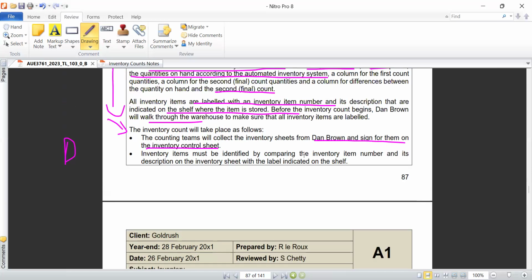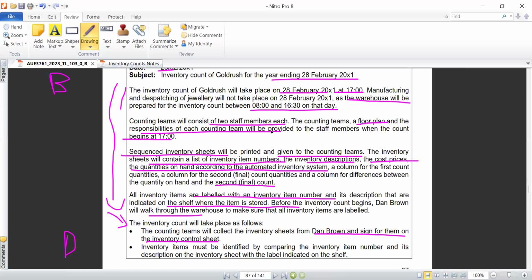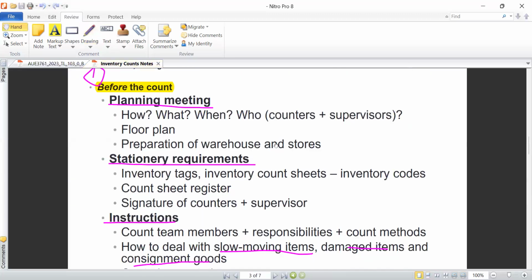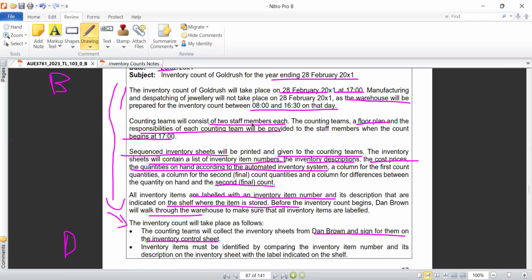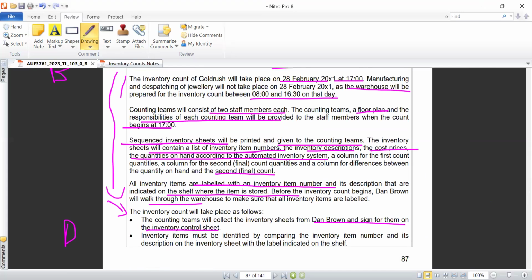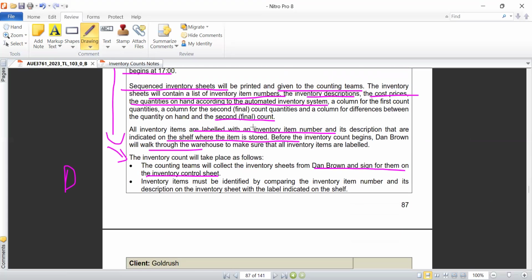You know, we have a problem because from what I'm seeing here, okay, before I continue anyways, this is just me thinking out of the box. I want to take you back to this paragraph. Counting teams will consist of 2 staff members each. All right. Remember, each team must be supervised, right? So it is supposed to be made up of counters and supervisors. That's what makes up a count team. But here, I'm not seeing that taking place. So just thinking out of the blues, that could be considered a weakness.